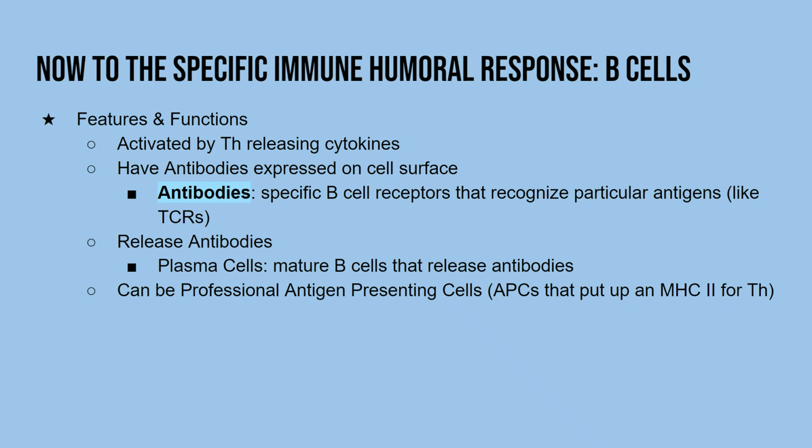The B cells have antibodies on their cell surface, and antibodies serve as specific B cell receptors that recognize a particular antigen. So they're analogous to the T cell receptors. These are what are recognizing the antigen in MHC. Or no, they're just recognizing an antigen. And then once they're activated, they release antibodies if they're mature plasma cells, if they go to maturity.